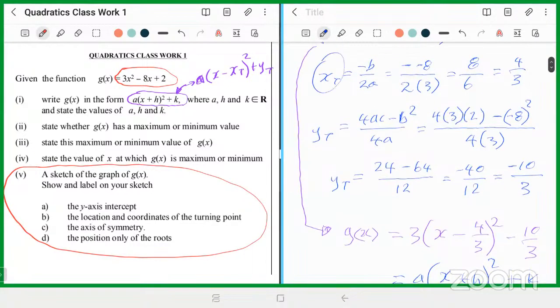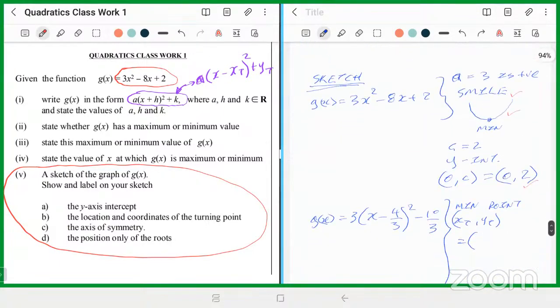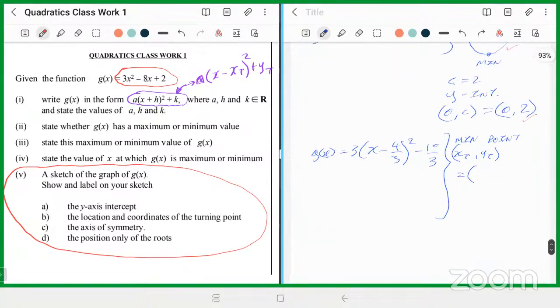Xt is 4 over 3. That's the x value at the turning point. And the yt was negative 10 over 3. So this is the xt and this is the yt. That's how we're getting those. We can get these values from the vertex form. So we know where the minimum point is.